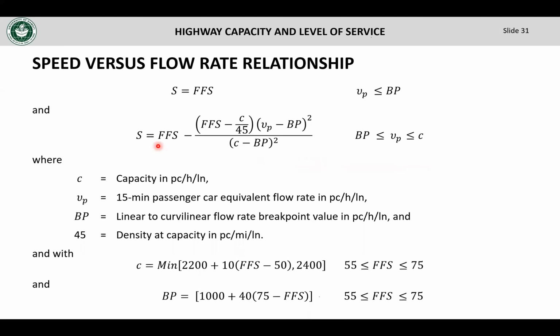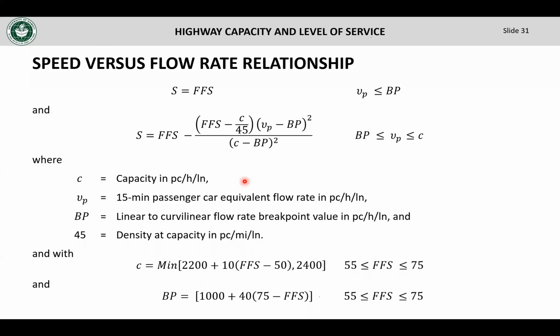That expression was a function also of the capacity of the road, and we said that capacity is given by this expression, which was the minimum of a function of the free flow speed, what we have here on the left side, or 2400. Whichever is the minimum, that's the value we picked. And that's valid between 55 and 75 miles per hour. That's what the Highway Capacity Manual used. And I think that's where we stopped, right?